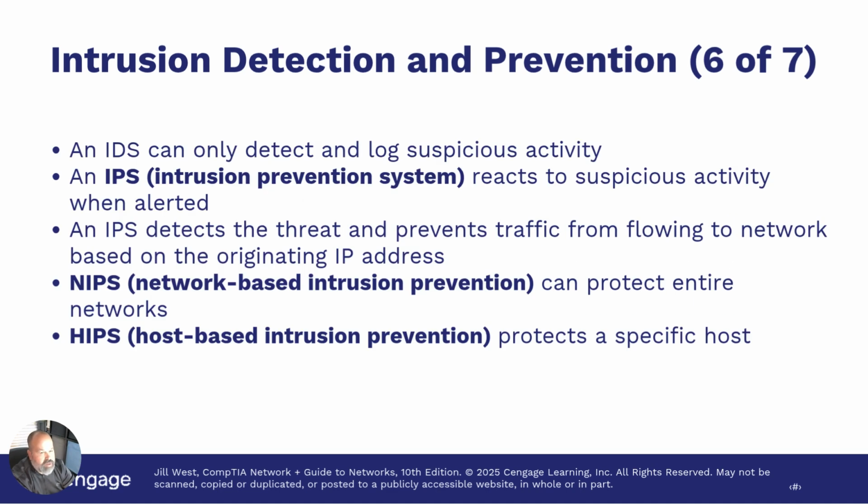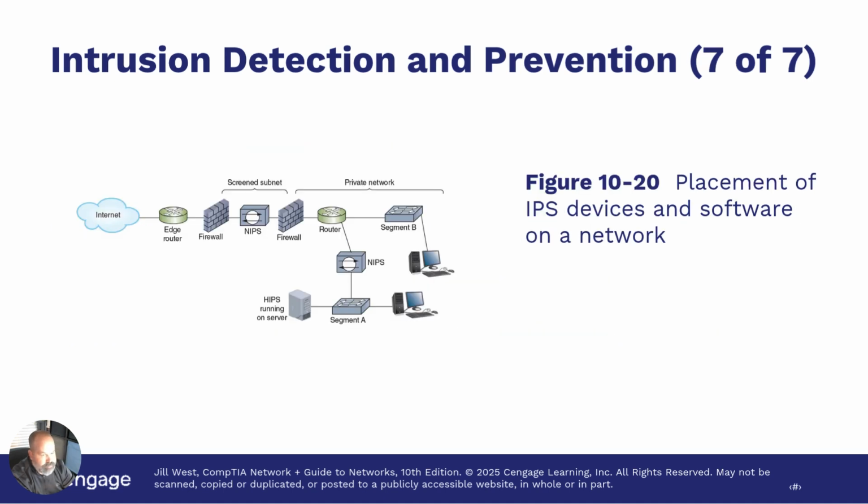While IDS can only detect and log suspicious activity like a tattletale, IPS actually does something about it. IPS detects threats and prevents traffic from flowing based on the source. It's judge, jury, and executioner all in one. NIPS protects entire networks, while HIPS protects specific hosts. It's the difference between having one big guard dog for your whole property versus individual guard hamsters for each room.